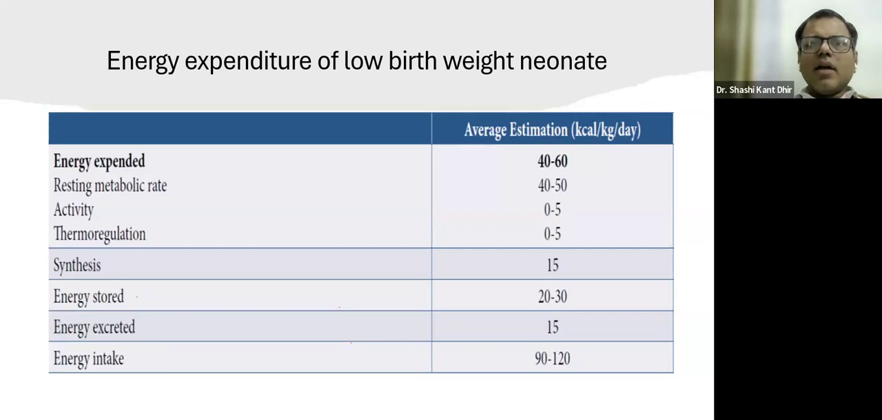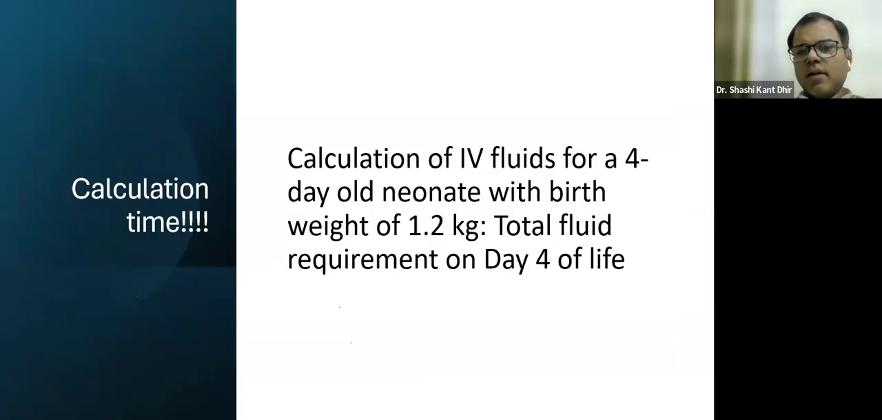So even if we want to restrict the fluid, we have to provide a minimum of 40 to 60 calories per kg per day to the baby, so that the expending requirement of the baby is met, right? This is the minimum amount of fluid, whatever the cause. Suppose the baby is in renal failure, we have to restrict the fluid. Still, we have to provide this much energy, and consequently this much fluid, to the baby. So it is important to note that 90 to 120 calories per kg per day are minimally required so that the baby gains weight adequately, right?